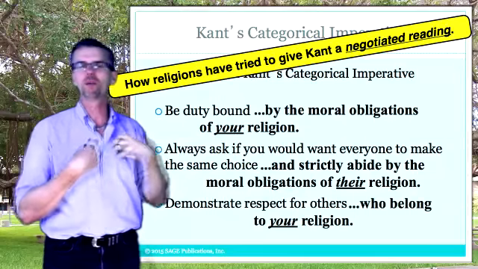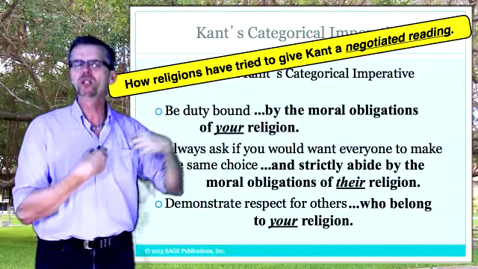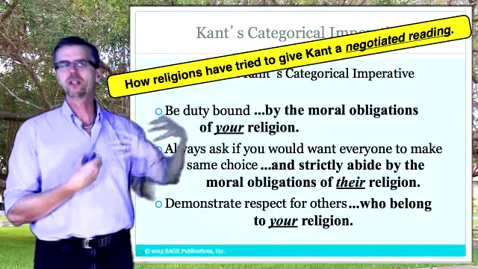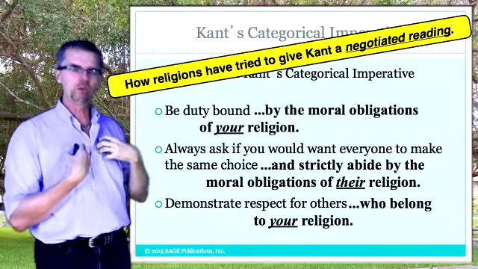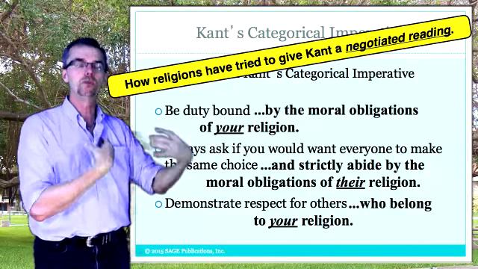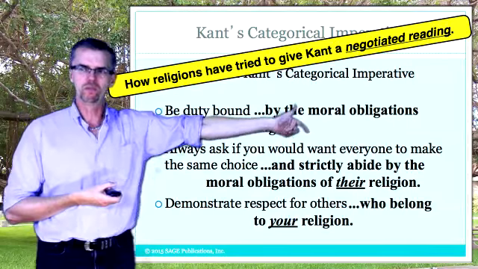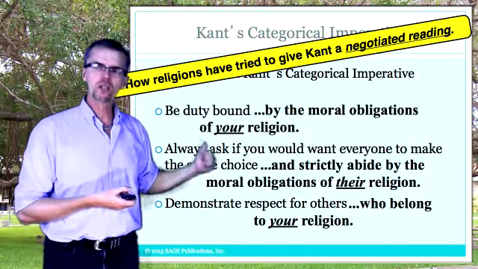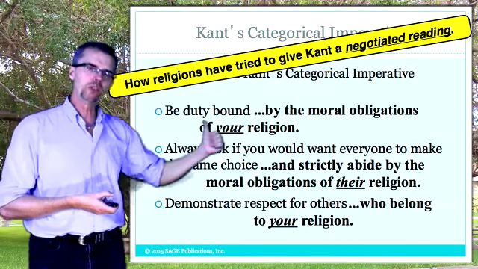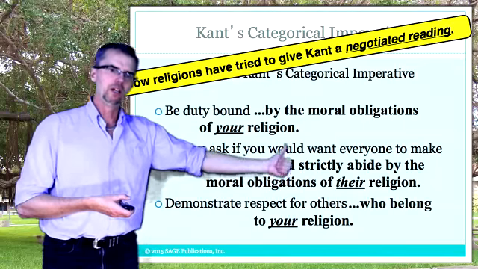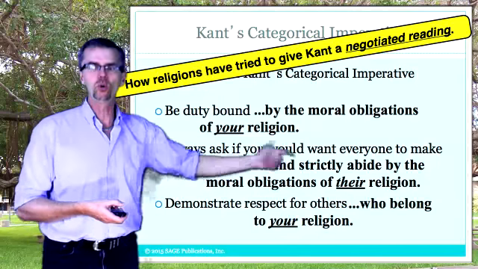So I'm going to abide by my religion, and you're going to have to abide by your religion, because we both have really good religions, right? So you're not going to say that they're wrong. Their religion is just fine, my religion is just fine. I'm going to abide by my moral obligations. I'm duty bound by my religion, and you're going to remain duty bound by your religion. And then the final point is demonstrate your respect for others. But what always comes in with a negotiated reading is the qualifier that I will have respect for others who belong to my religion.